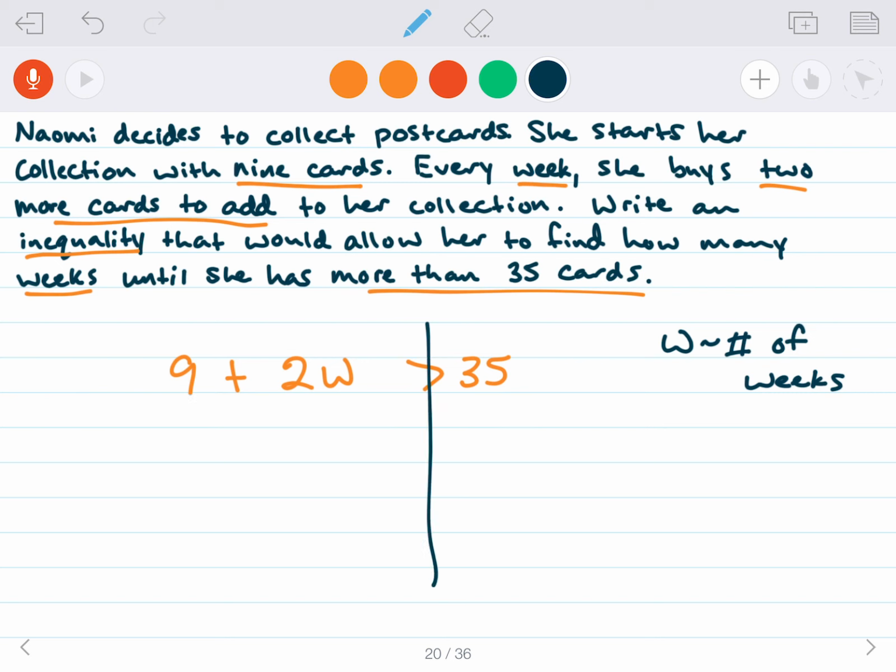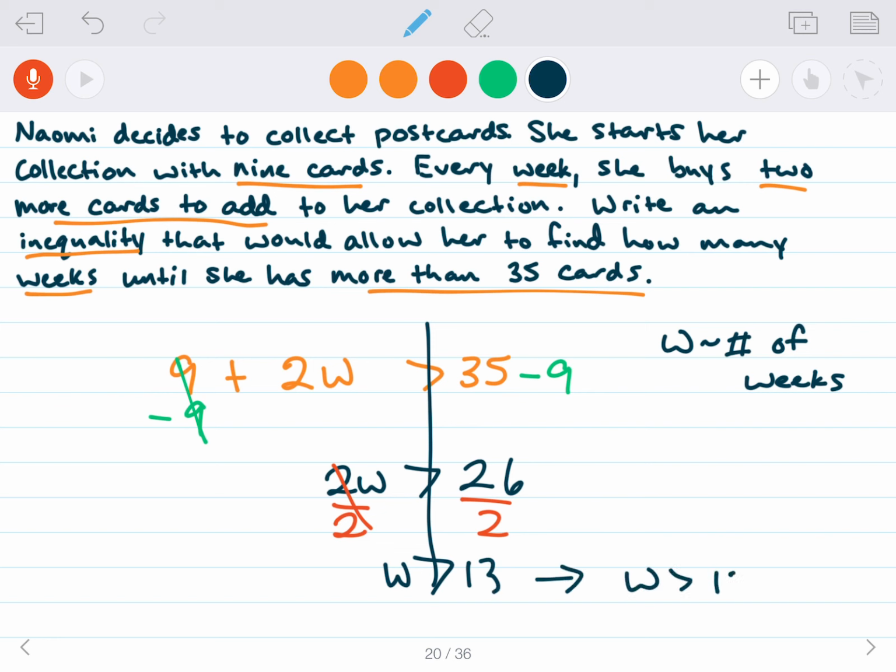So again, we're just solving this like we would any kind of equation. We'll start by isolating the variable by subtracting 9 from both sides. So we get 2W on the left and 26 on the right. And I'll go ahead and now divide both sides by 2 to get W is greater than 13. Okay, so W has to be greater than 13.